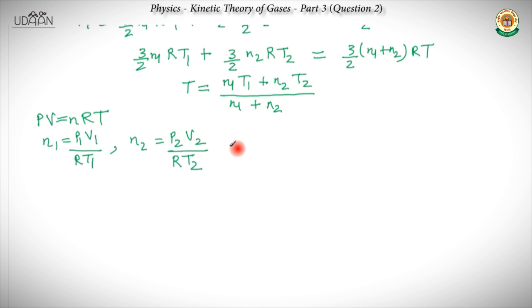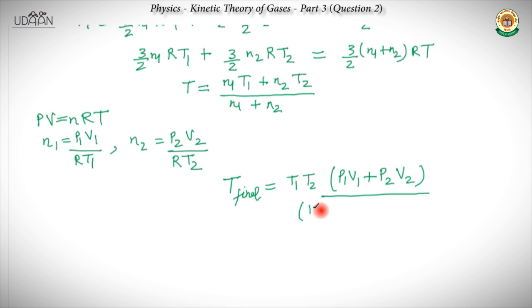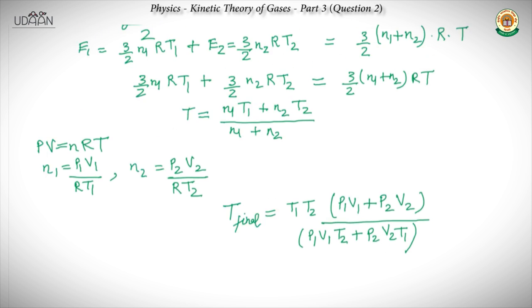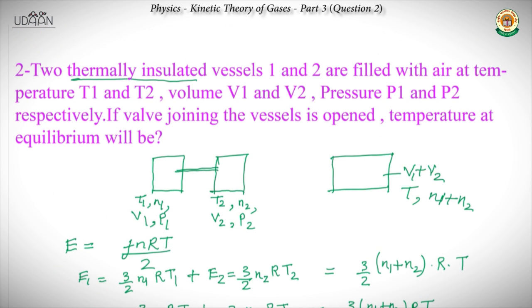After doing the calculation, we'll get this answer as T final equals T1 T2 whole into P1 V1 plus P2 V2, divided by P1 V1 T2 plus P2 V2 T1. And the main concept that we used here was that the internal energy of these two before would be equal to the energy afterwards.